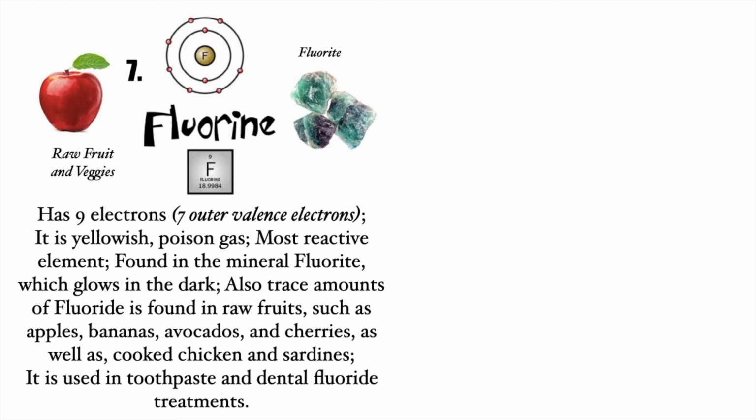It is going to contain trace amounts of fluoride. The mineral fluorite is bioluminescent, meaning it can glow in the dark, in caves. A lot of raw fruits and vegetables contain fluoride, such as apples and bananas and avocados, as well as meats such as chicken and sardines. It's found in toothpaste and dental treatments.